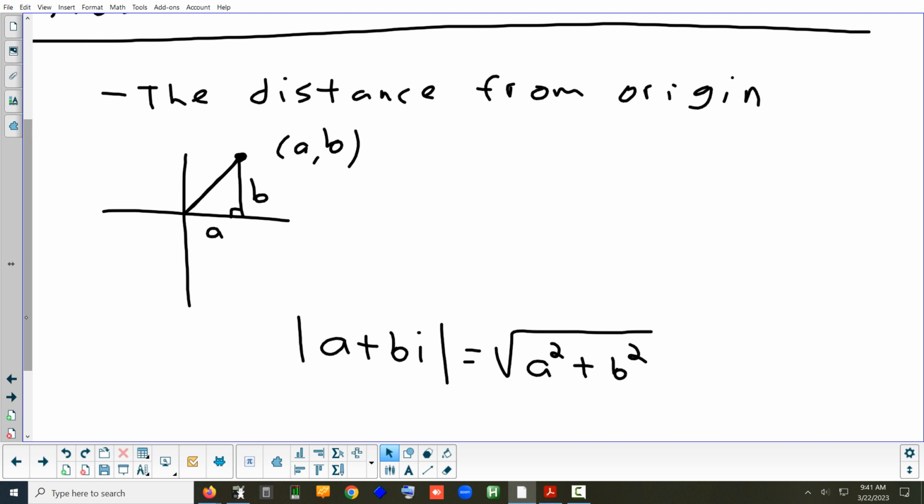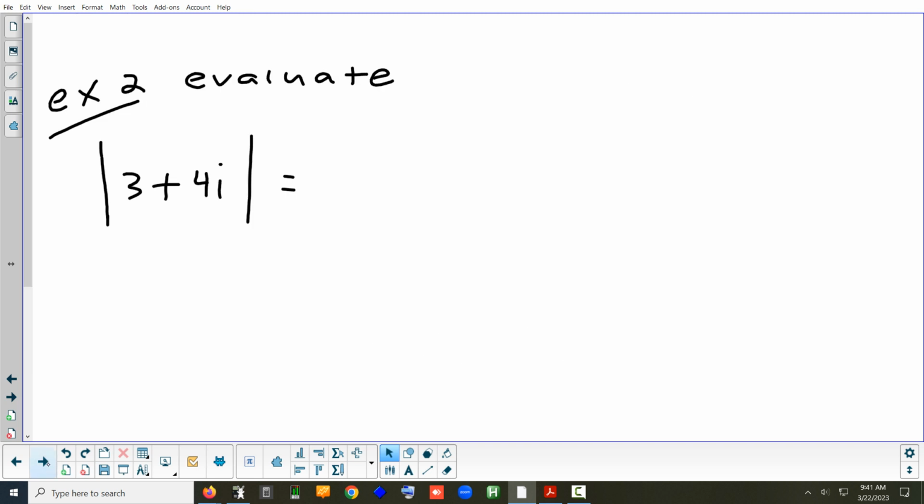And I'm going to do one that comes out nice, but a lot of times, because you are taking a square root, you can get answers that don't come out nice. As always, if you can reduce the square root, you should. Okay, let's try this one.